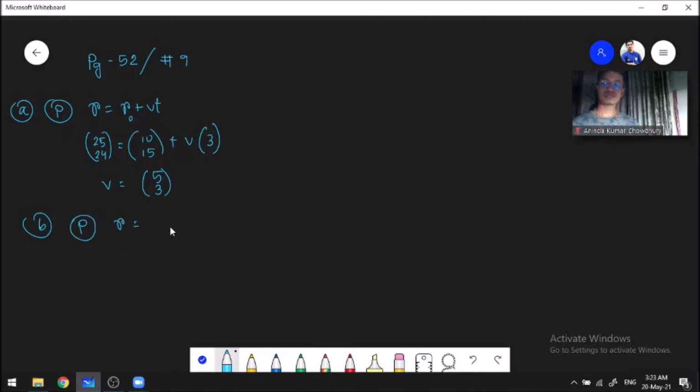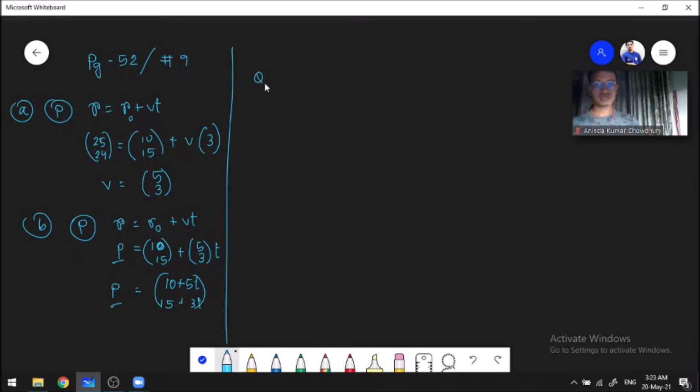the final position vector will be equal to the initial position vector plus vt. So the final position vector, which is given by small letter p here, initial position vector, which is 10, 15, plus the velocity, which we just found in part A, 5, 3, t. So 10 plus 5t, 15 plus 3t. This is the final position vector of P after time t hours starting from midnight.